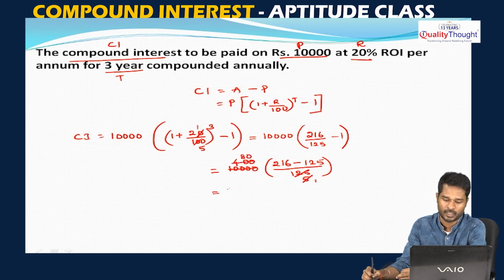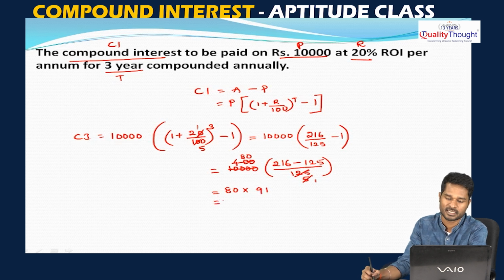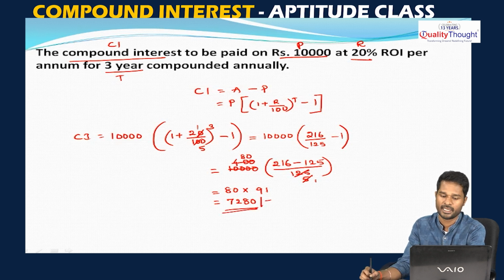So this is 80 into the subtraction of 216 minus 125. 6 minus 5 is 1, and 21 minus 12 is 9, so it is 91. Then 8 1s are 8, 8 9s are 72, and put a 0, so this is 7,280.